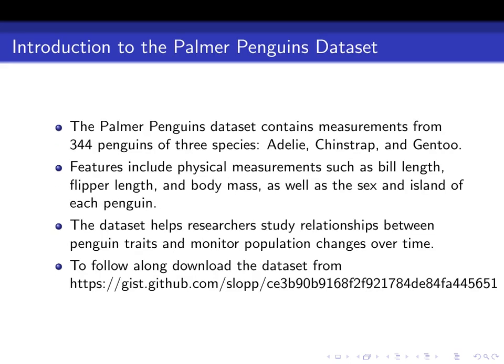The Palmer Penguins dataset contains measurements from 344 penguins of 3 species: Adelie, Chinstrap, and Gentoo. Features include physical measurements such as bill length, flipper length, and body mass, as well as the sex and island of each penguin. This dataset helps researchers study relationships between penguin traits and monitor population changes over time. To follow along, download the dataset from the provided link.